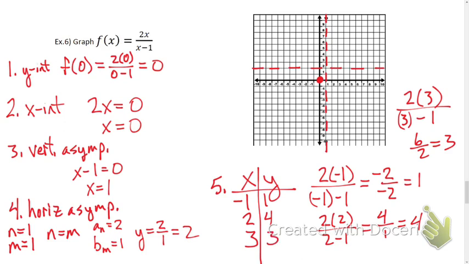So we have a dot right here. We have one right here and one right here. And we draw our graph. Usually they're going to look like parabolas. Like that. And like that. All right. Let's do one more.